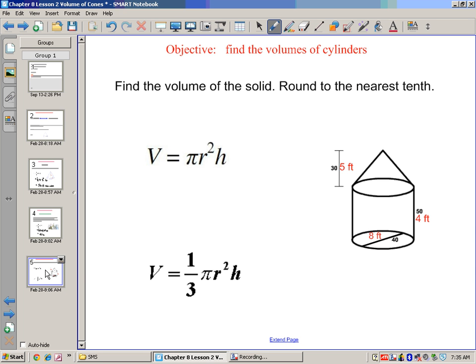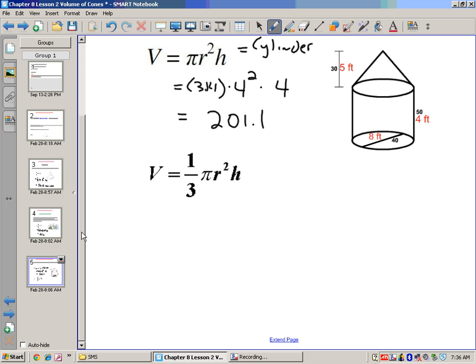Okay, let's take a look at our cylinder. This is the volume of it. This is for a cylinder. This is our formula for volume of a cylinder, pi r squared h. Take 3.14 times our radius, which would be 4 because the diameter is 8, times our height of 4. And we are going to get about 201.1. Okay. That's how we find the bottom half of our figure.